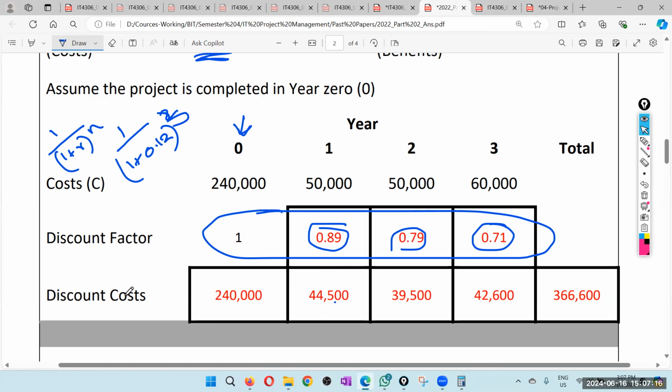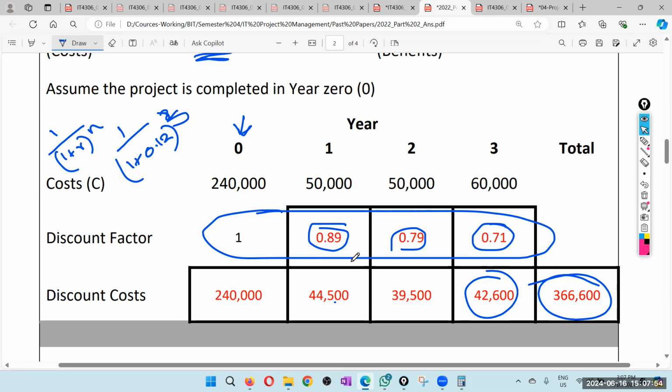So this is the present value. Discounted cost means present cost, present value of the cost. So this 50,000 cost after 1 year is something like 44,500 cost now. This 50,000 cost is something like now 39,500 cost. This 60,000 cost happens only after 3 years, but it's something like a cost of 42,600 happening now. Now you can add those things and calculate the total discounted cost.